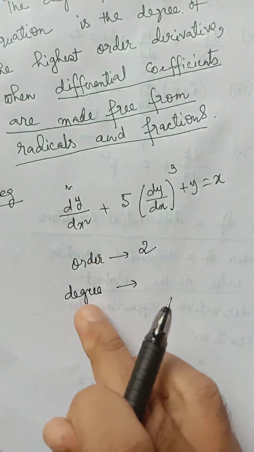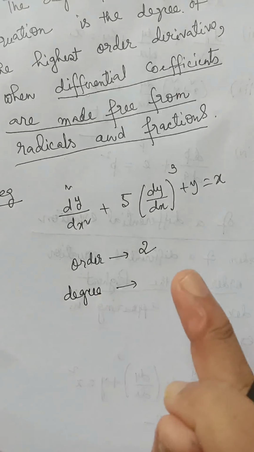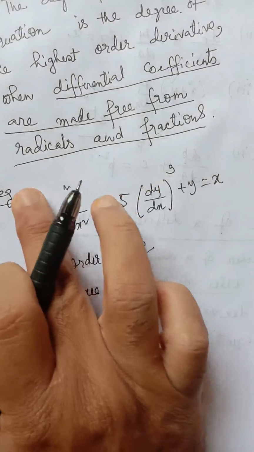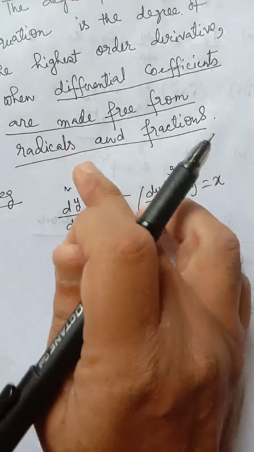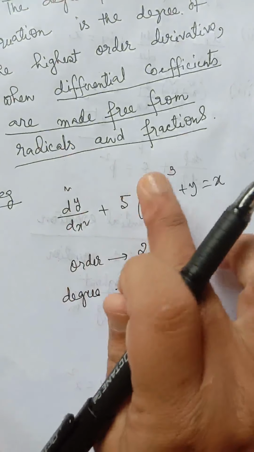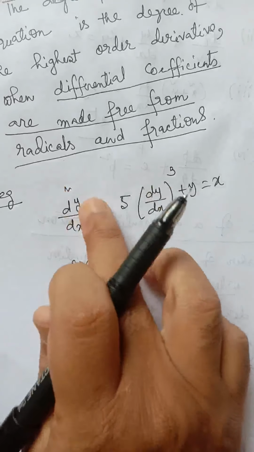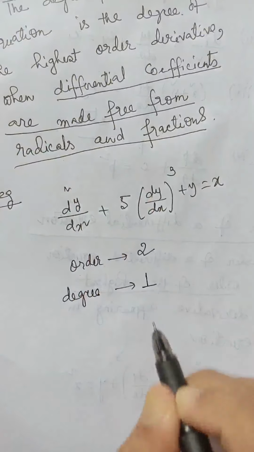Degree means the power of the highest order derivative. This is the second order derivative, and its power, its degree, is 1. You can see that the power of dy by dx is 3, but this is not the highest order derivative. This is the highest order derivative, and its degree is 1. So the degree of the differential equation is 1.